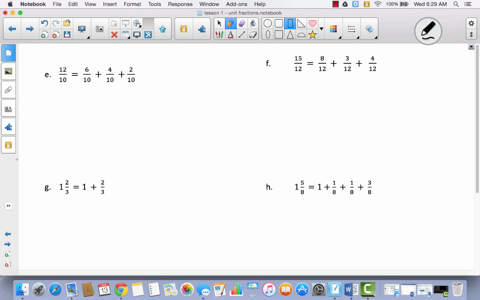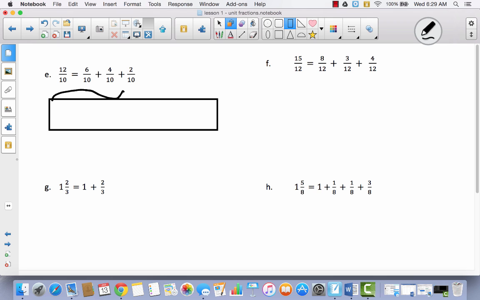Okay, all right, so let's do E. So let's go ahead and draw our tape diagram. So you're going to notice that this one's just like the last one that we did. It's more than one whole. So we're going to make this 1. Let's go ahead and label our whole. Let's make this 1 whole. Okay, and then we've got to divide this into 10 parts.